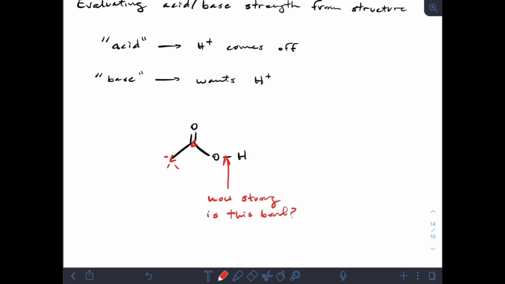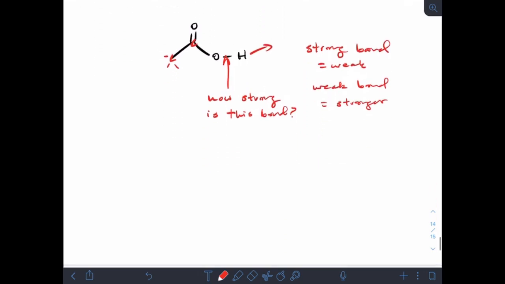Because that hydrogen is going to come off, and in order for that hydrogen to come off, that bond has to break. So if that bond is really strong, that hydrogen is not going to come off very easily, and it's going to be a weak acid. So a strong bond there is going to be a weak acid. A weak bond there will be a stronger acid. If it's a weak bond, then that hydrogen comes off easily, and the more ease with which the hydrogen comes off, the stronger the acid.